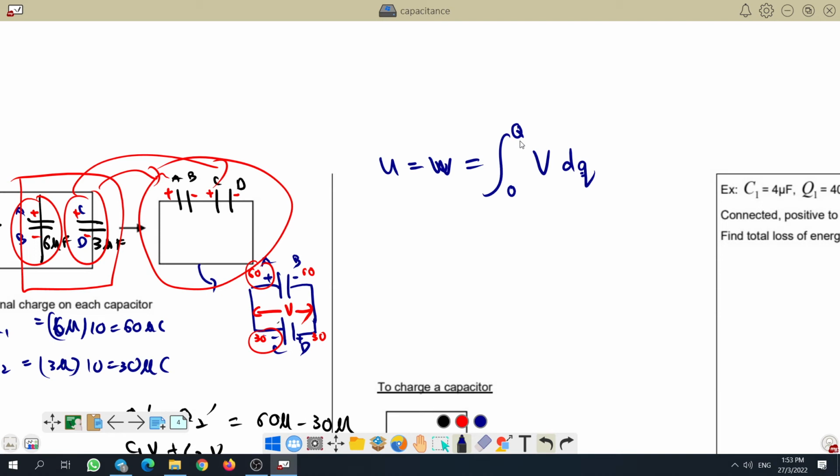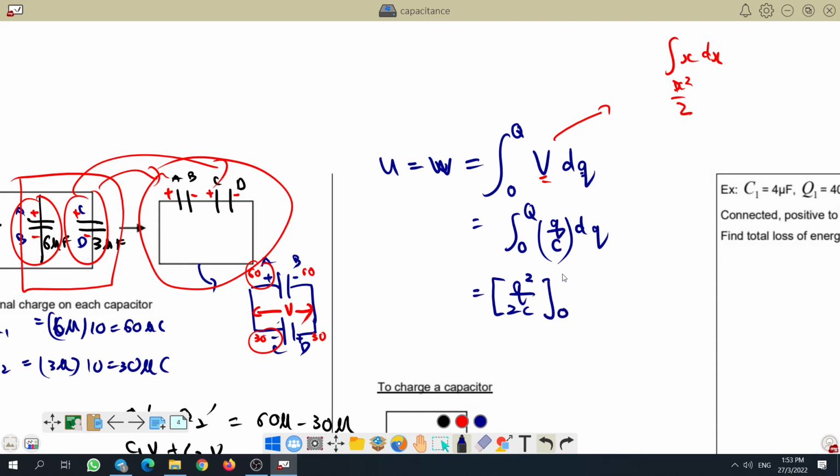But how do we integrate V? We cannot integrate V dQ. So V we change it to Q per C. Okay, 0 to Q, Q per C dQ. Tolong lagi integrate lah. Just change it to Q per C. Integrate Q dQ, like integrate X dx. Satu per 2, X square per 2. Right. So Q square per 2C from 0 to Q.